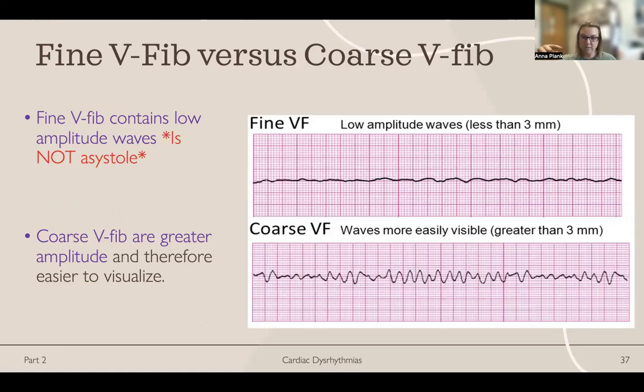We have course, right? And that tells us that the electrical system is there. When it gets to fine, we know that it's lessening, right? The amount of electricity in that heart is really not doing what it's supposed to do, and we're losing it. It's not asystole yet. We still have something. We're still going to keep going.